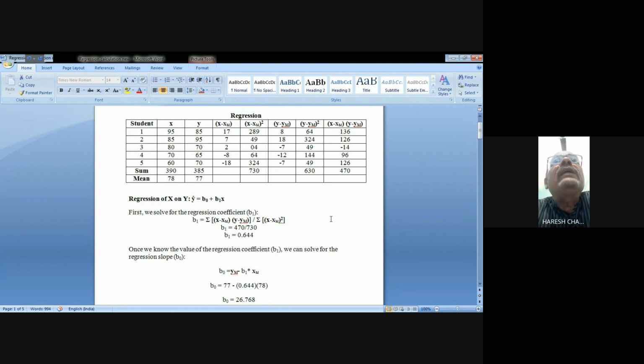Prepare or formulate the regression equation of X and Y and find out the predicted mark of a student who secured 70 in mathematics. Did you understand? Form the equation: the one who secured 70 in mathematics, how much will he secure in science? That is the predicted mark. Any question?